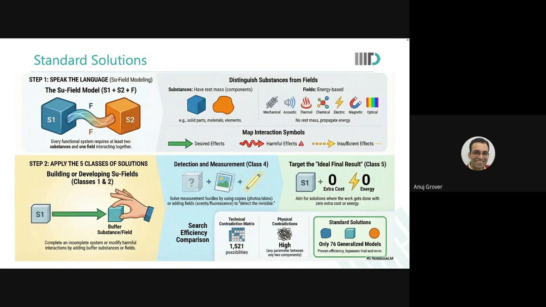And then he said that once we have organized or abstracted an engineering system in a substance field model, then there are 76 different models which could be possible. And those 76 different problematic models can be solved in as many number of ways. Now, 76 appears to be a large number. It is a large number.